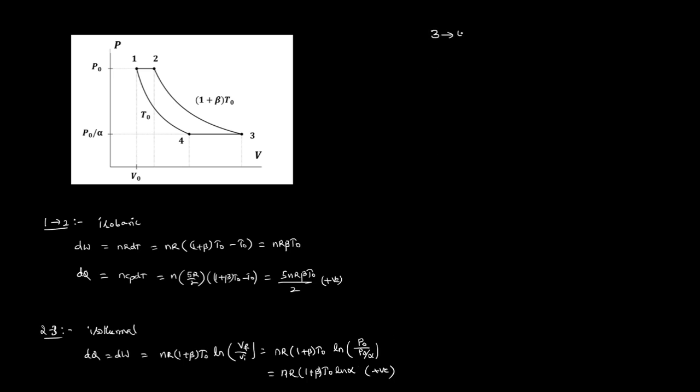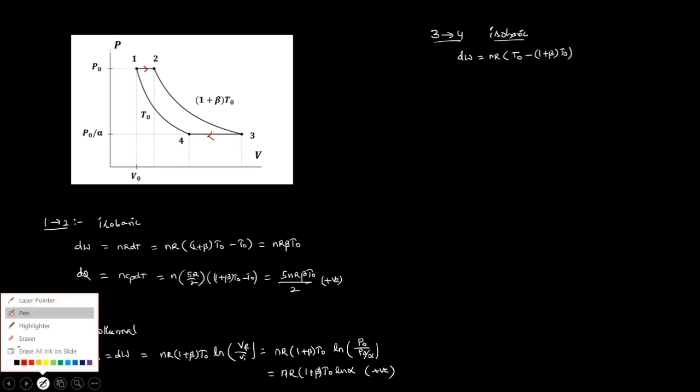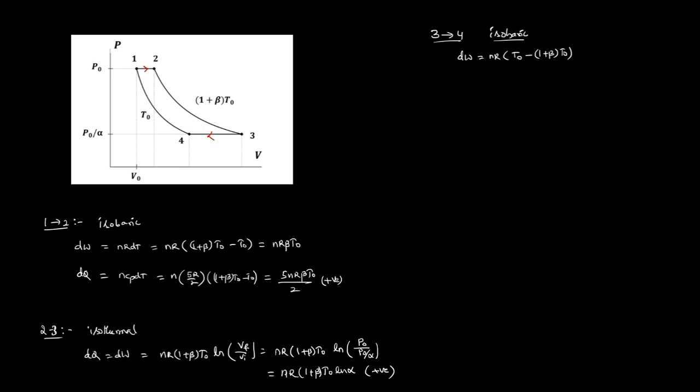Now 3 to 4 is isobaric. So again directly we can write down the work done is equal to nR into (T final minus T initial), which is T naught minus T initial, (1 plus beta) T naught. Obviously, as in 1 to 2 you got positive work done, in 3 to 4 the volume is decreasing, so work done should be negative. So you will get minus nR beta T naught. So it's a negative work done.